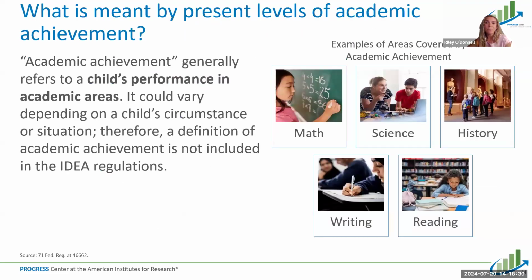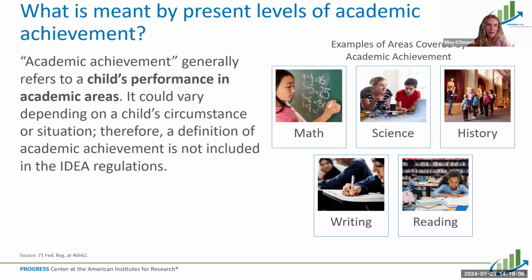So as we just learned, the PLAF statement must include a summary of performance for both academic achievement and functional performance. So what is meant by present levels of academic achievement? Although IDEA regulations do not define academic achievement, the U.S. Department of Education, in its response to some questions, provided additional clarification by explaining that academic achievement generally refers to a child's performance in academic areas.